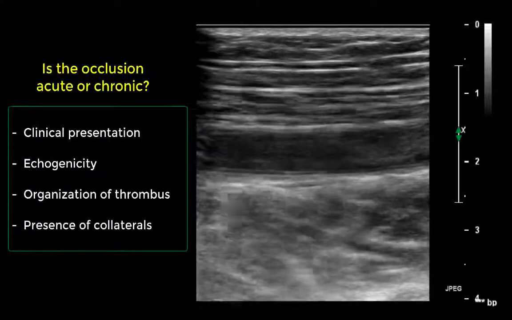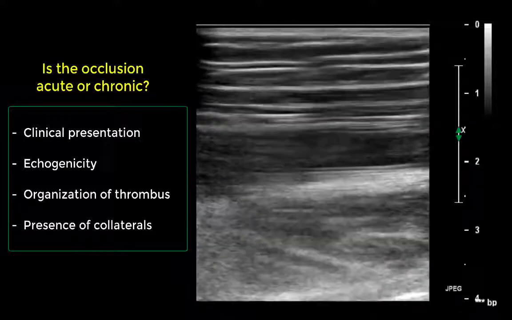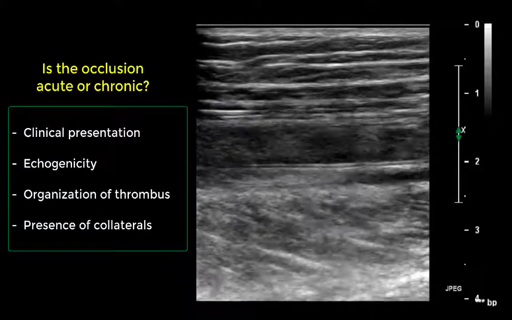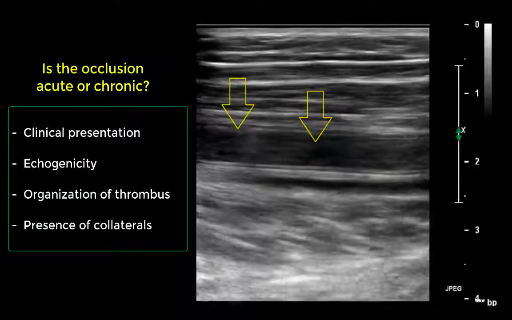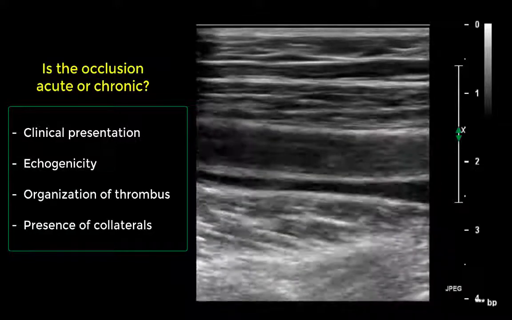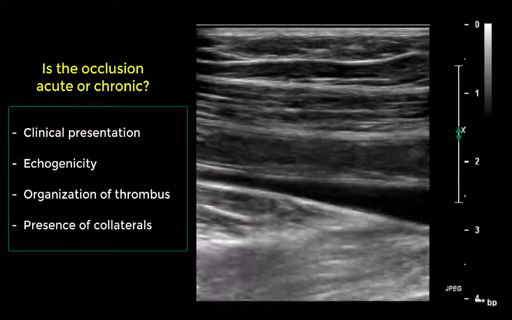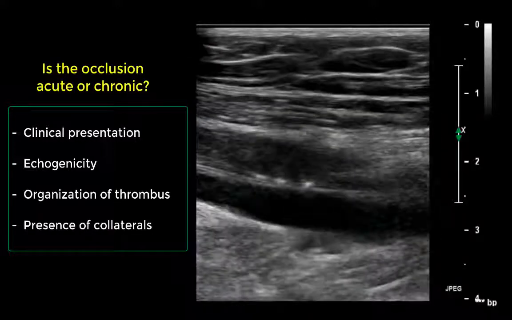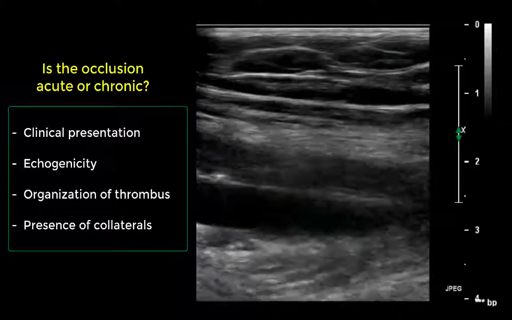As per the occlusion, we classify this occlusion as chronic, first of all, based on the clinical presentation of the patient, the echogenicity. There is a bright echogenicity. The thrombus is well organized and is occupying the entire space of the lumen, and also there is the presence of collaterals. The clinical presentation is the most important criteria to classify the occlusion. Ultrasound criteria are adjunctive to the diagnosis of an acute or chronic occlusion.